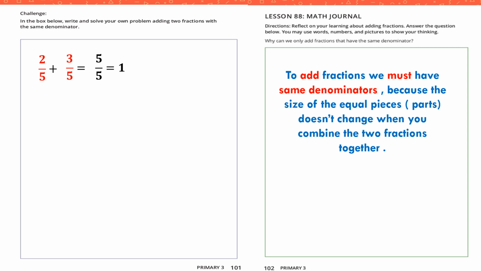The math journal here, why can we only add fractions that have the same denominator? The answer, to add fractions we must have the same denominators. Why? Because the size of the equal pieces or parts doesn't change when you combine the two fractions together.